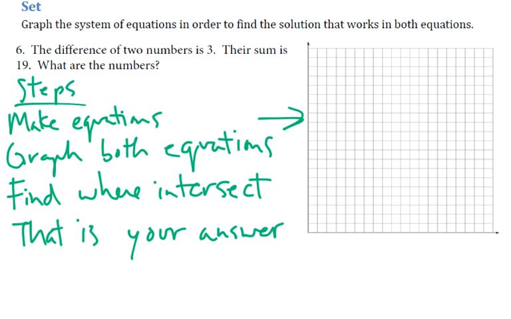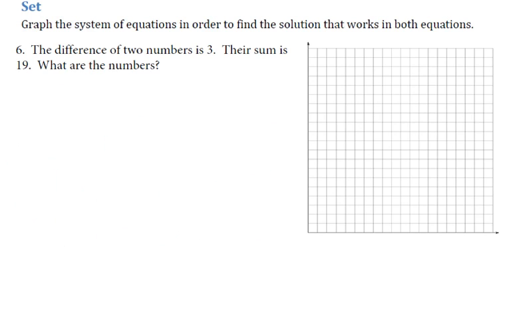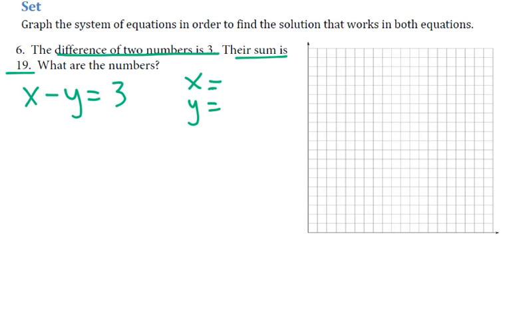Okay, so let's take a look at this first one. So the difference of two numbers is 3. Their sum is 19. So there's 2 things here. Okay, now, do we know what those numbers are? No. So we use a variable in place of them. Now I said the difference of 2 numbers is 3. So if I take x, subtract y from it, that should equal 3. Their sum is 19, so x plus y should equal 19. So there's my 2 equations.